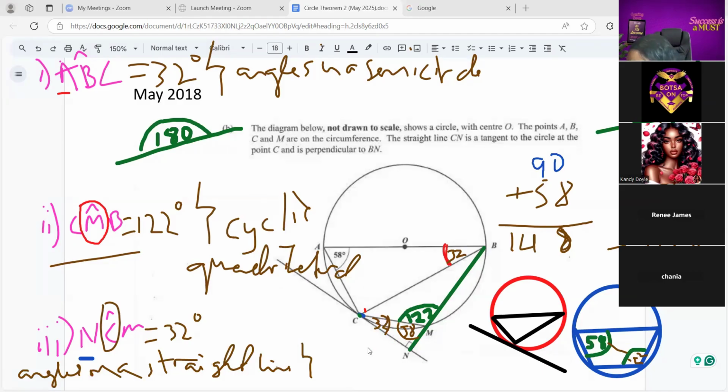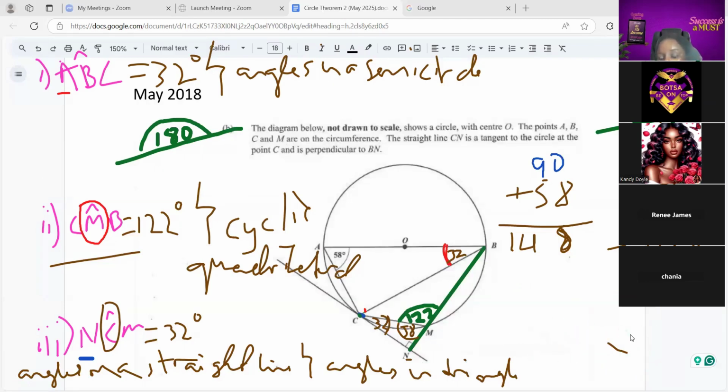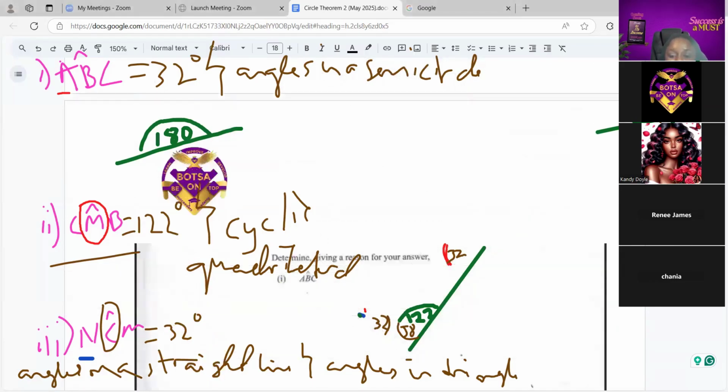Angles in a triangle. Now there are students who would write this out in detail. That's your choice. Some people will start to say things like the straight line NB or BN, however you want to call it, is a straight line so that we take away 122. Now, to me, you don't have to do that. Let me tell you why. You only get 1 mark for your reason. So why explain a whole set of things when you already have working to show that? To me, it's just wasting time.